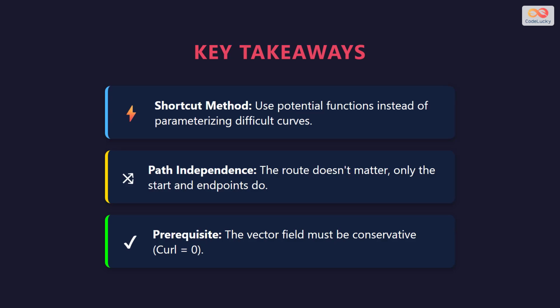To summarize, this theorem gives us a massive shortcut for line integrals, provided we have a conservative field. It proves that the path taken is irrelevant and relies entirely on the potential values at the endpoints.